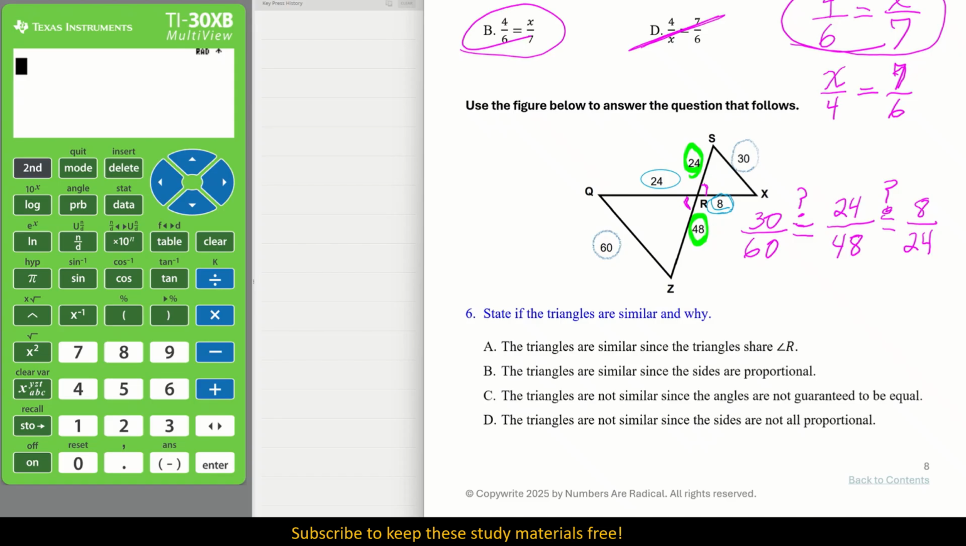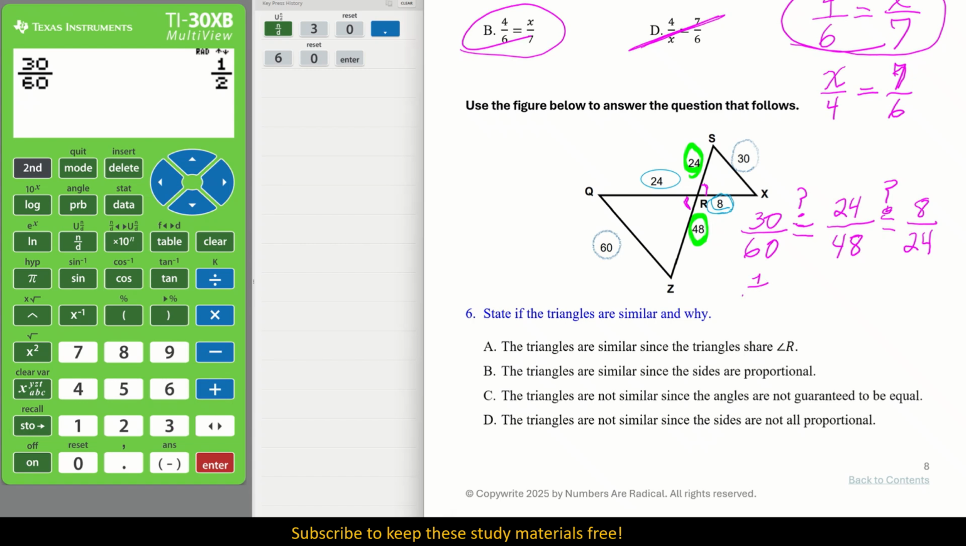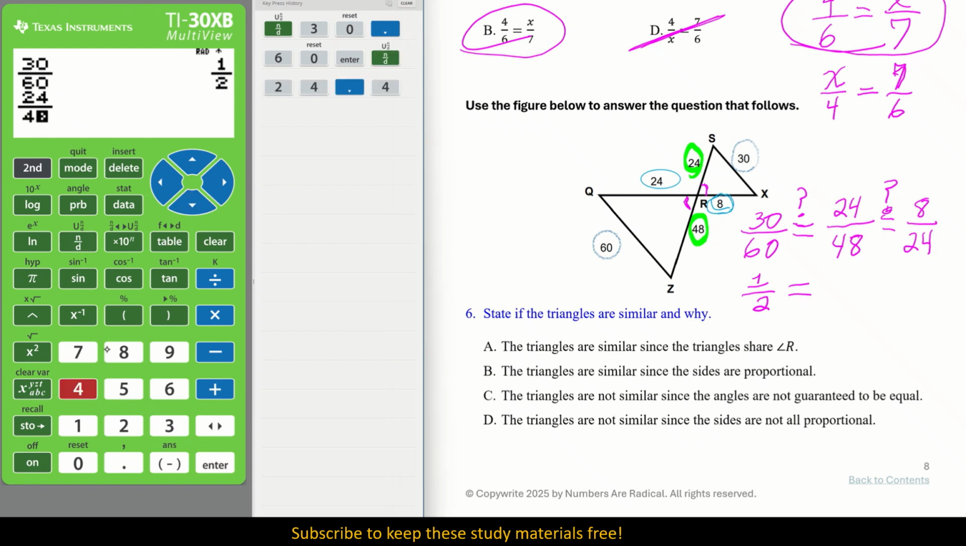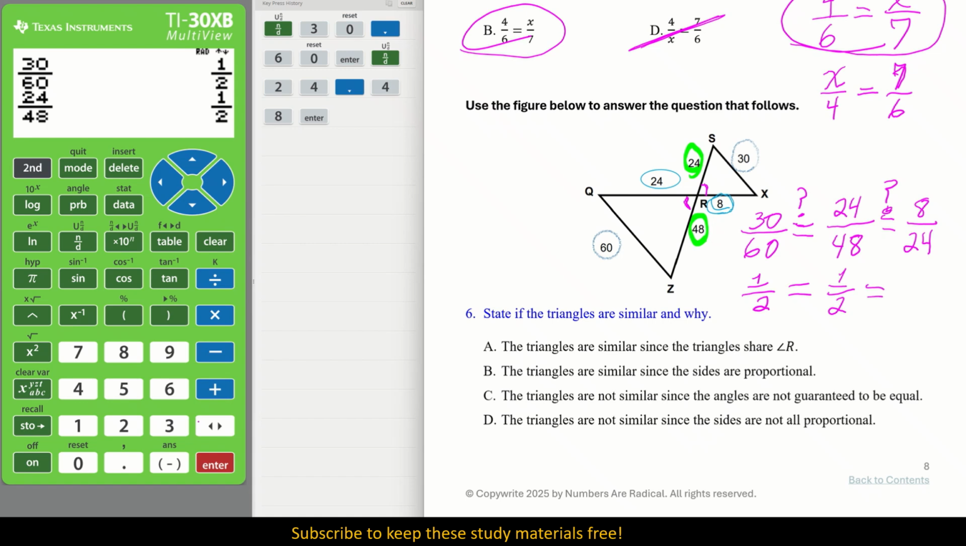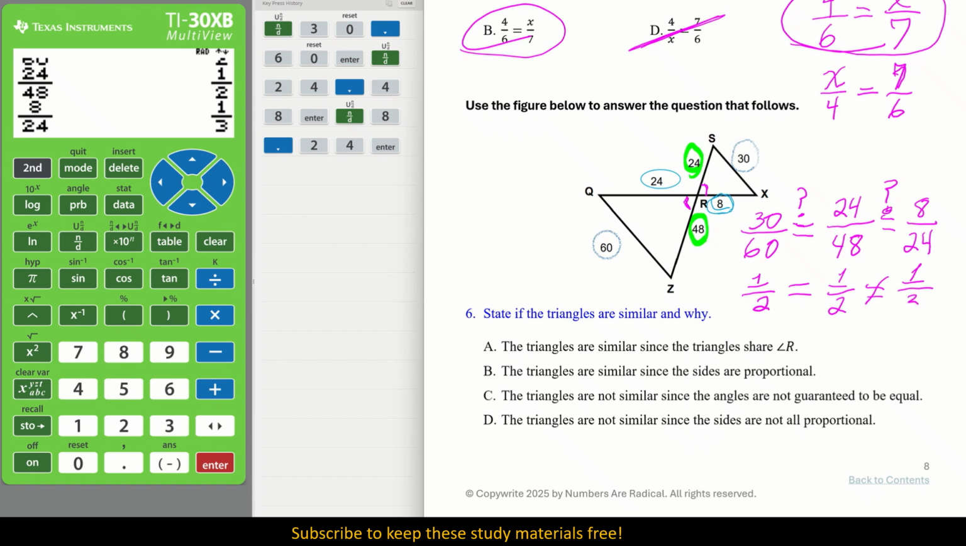So instead of trying to do it in your head, just type it in your calculator. Fraction 30 over 60, that's a half. So we're starting out with a half. So these others should be a half. Let's see if it works. Fraction 24 over 48 enter. That one works, so that's a yes. So we can leave that equal. Now, let's check this last. Fraction 8 over the 24. And no, that is not equal to 1/3.